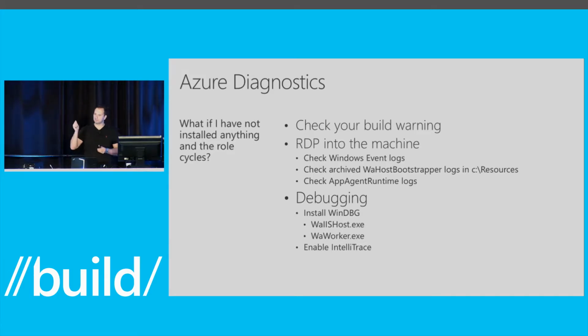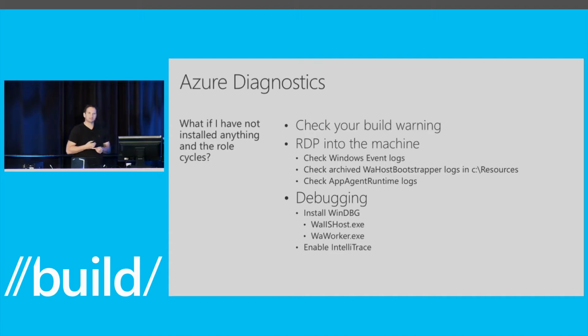However, there is this one case where the logs don't show anything. And your only chance, as of now, is to install a debugger on the machine, install WinDBG, and attach it to the WaIISHost or WaWorkerHost.exe processes and really debug those processes.